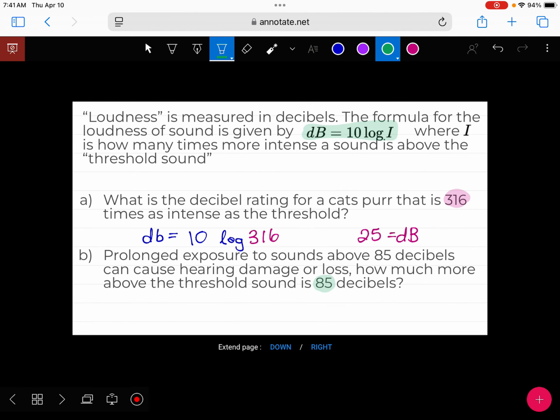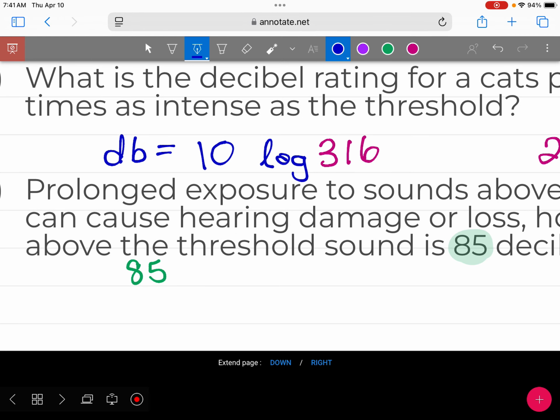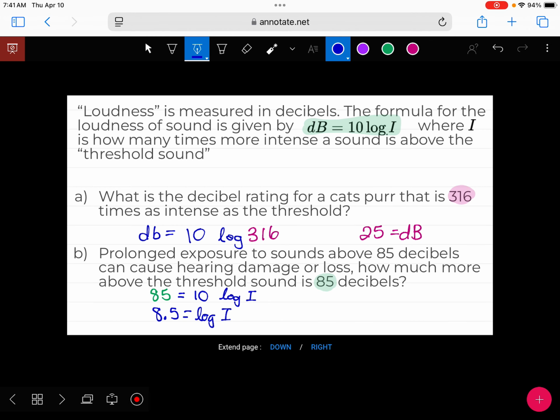The dB part. A lot of times on these story problems, a big part of it is figuring out where to put in our information. So we're going to have that 85 equals 10 log of I, and we want to find out what I is. Divide both sides by 10. We get that 8.5 equals log of I.